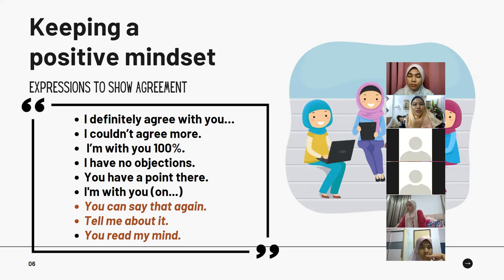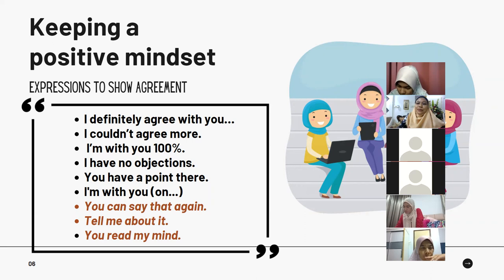Okay. And then for a daily conversation, you would probably say, I definitely agree with you. That's the more common way of saying then. I couldn't agree more, like Zakia mentioned earlier tadi. I couldn't agree more. Sangat setuju. And then you have a point there. Point. Boleh menunjukkan you setuju.